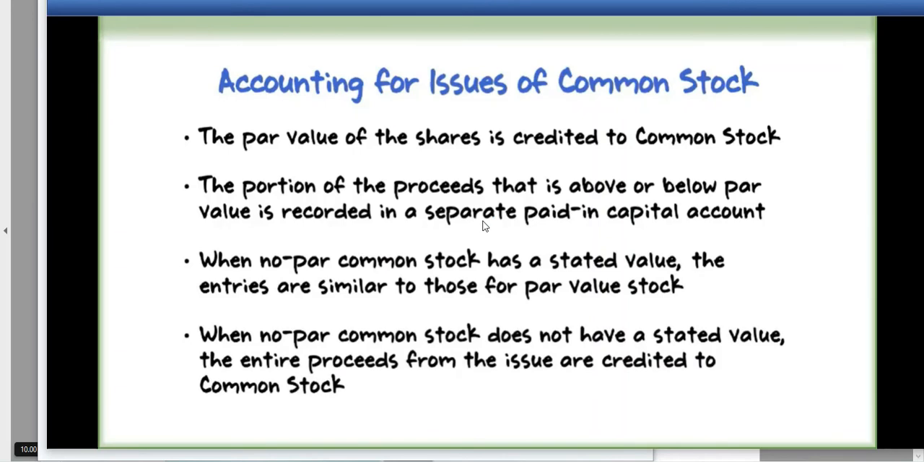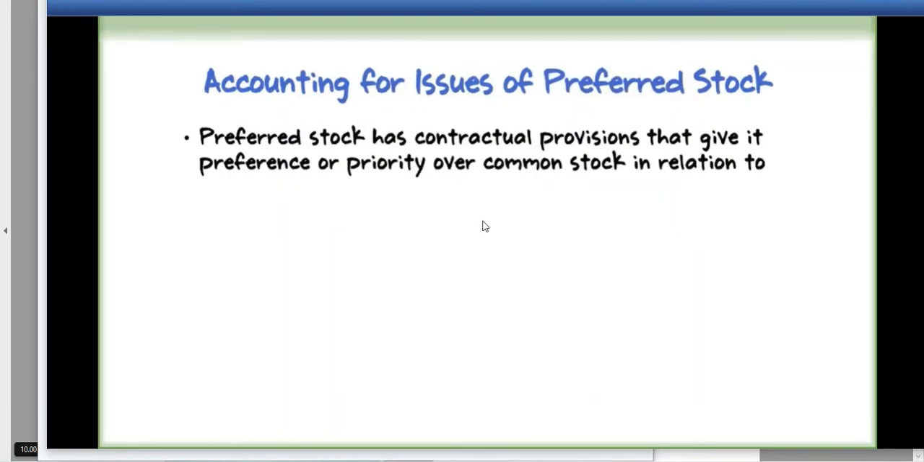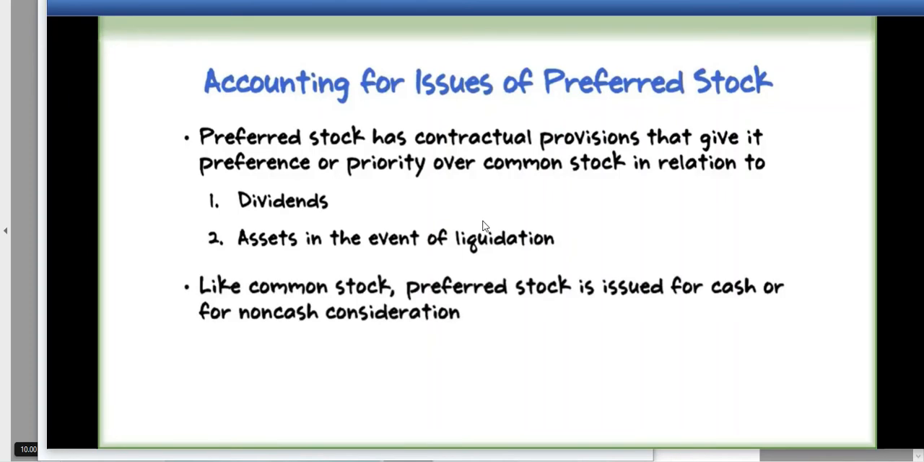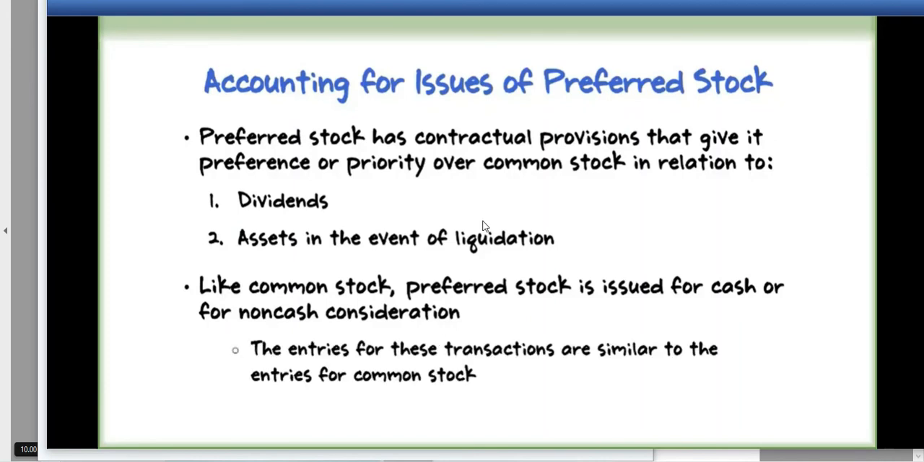When no par common stock does not have a stated value, the entire proceeds from the issue are credited to common stock. Preferred stock has contractual provisions that give it preference or priority over common stock in relation to dividends and assets in the event of liquidation. However, they sometimes do not have voting rights. Like common stock, preferred stock is issued for cash or for non-cash consideration. The entries for these transactions are similar to the entries for common stock.